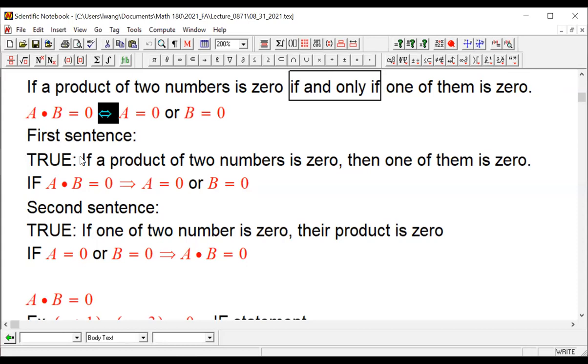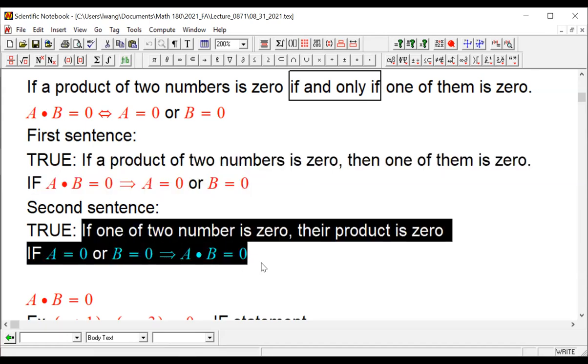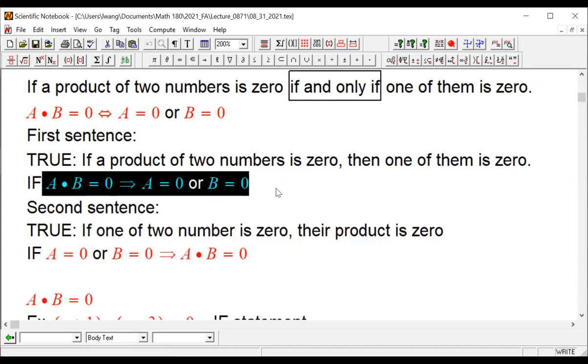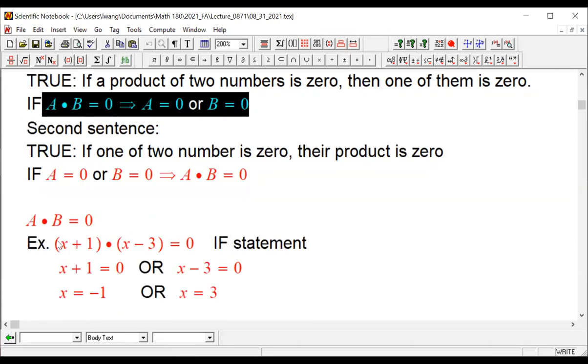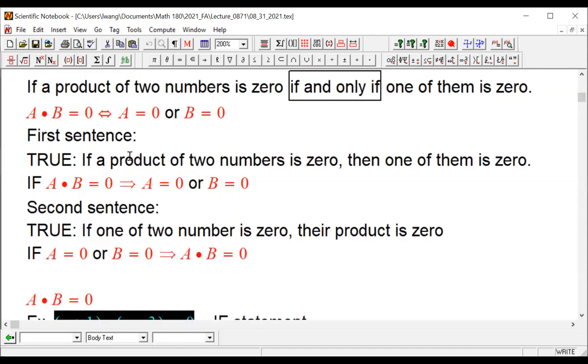And this piece is what most of you have learned in your algebra class, because the second piece is too obvious, right? If you have a 0 in your product, the product is going to be 0. You'll know that from pre-algebra. And this first sentence is more used because when you are solving equations, we often end up like this. So that's why it's called the zero product property.